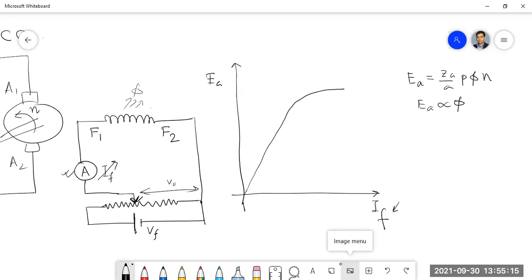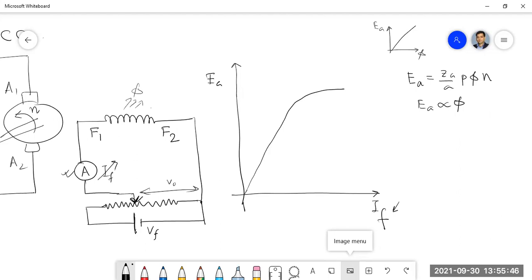Now, what is the relation between them? If I draw phi versus EA, what kind of curve should we get? If we drew the curve of phi versus EA, what would the curve look like? Understood? Straight line passing through origin. Just a straight line passing through origin. But we are not drawing that. We are drawing IF versus EA.